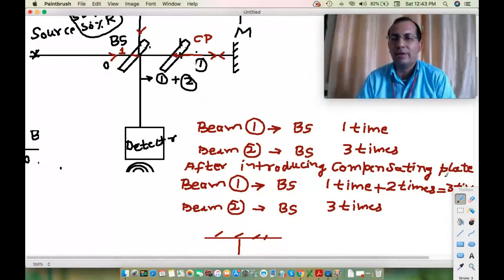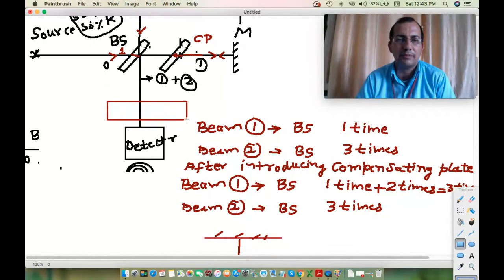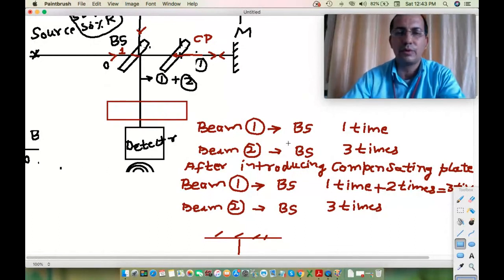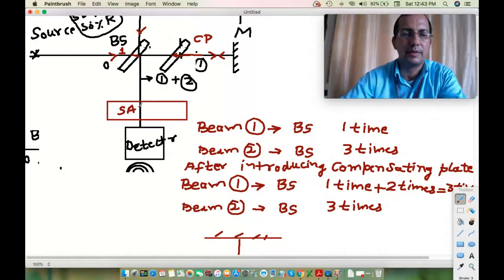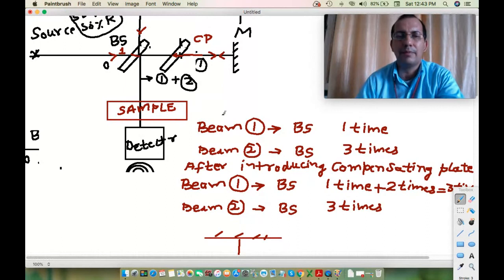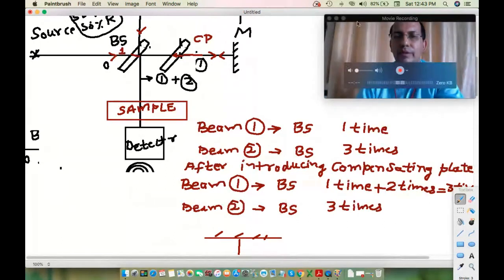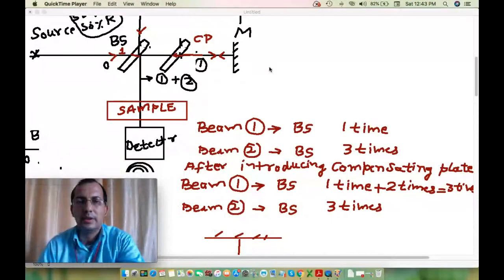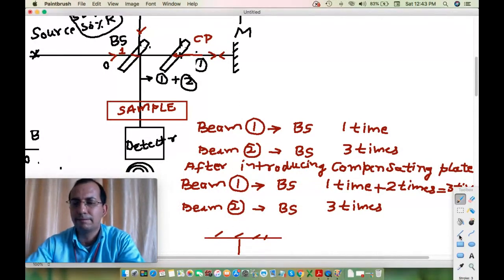So you can put your sample here and investigate this sample. In this case, you have to move this mirror in such a way that, let me put it out like this, you would have a graph between this.